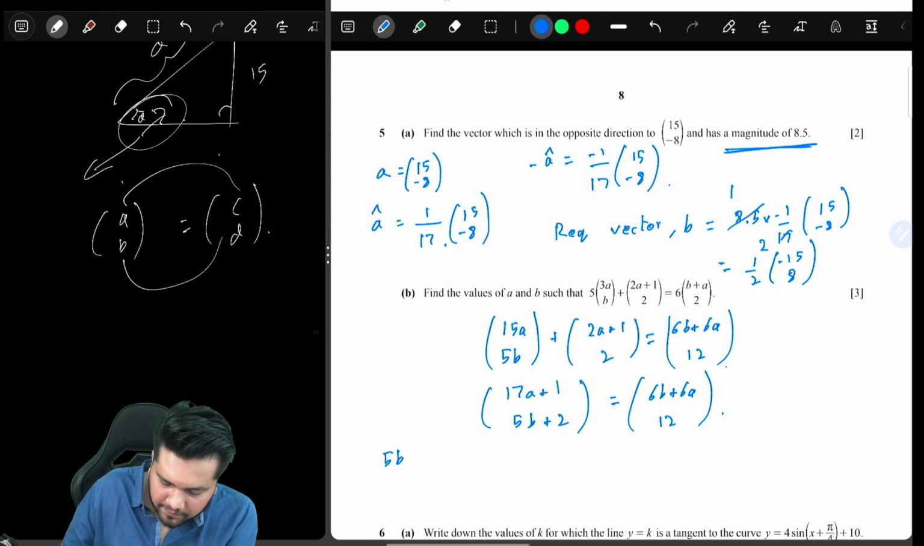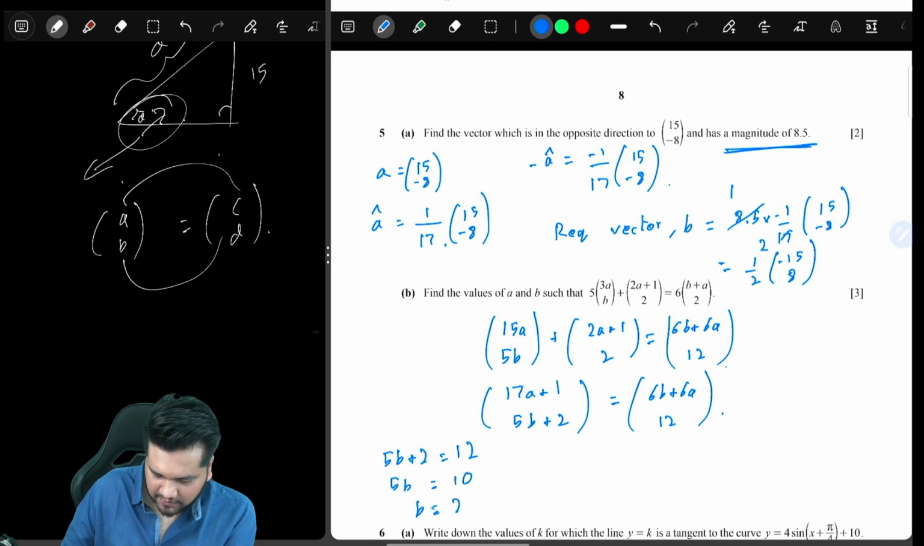So we'll get 5B plus 2 is equal to 12. So 5B is equal to 10 and B is equal to 2. We didn't even need the simultaneous equation. We just have to substitute B is equal to 2 in the other equation. The other equation is what?